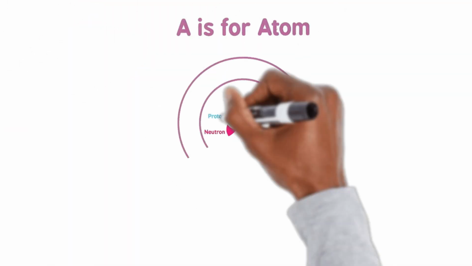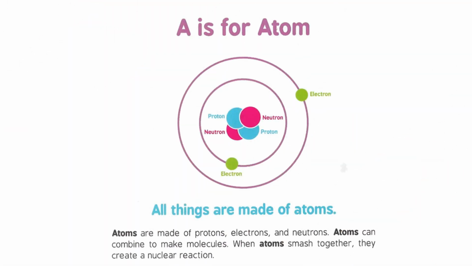A is for atom. All things are made up of atoms. Atoms are made up of protons, electrons, and neutrons. Atoms can combine to make molecules. When atoms smash together, they create a nuclear reaction.